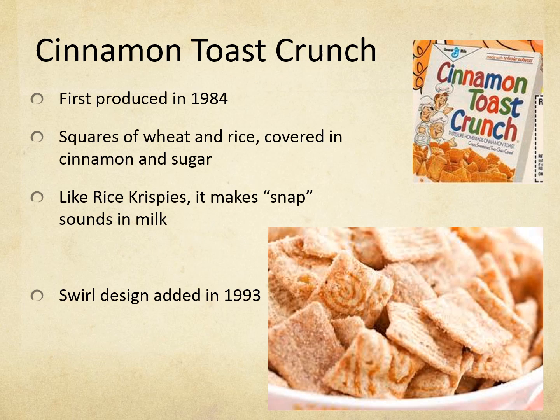Okay, so quick history lesson. Cinnamon Toast Crunch cereal was first released in 1984 and is made of small squares of wheat and rice, covered with a sprinkling of the cinnamon sugar that gives both its flavor and name. Because of the rice used in the cereal, it makes crackling noises in milk just like Rice Krispies. In 1993, a swirl design was added to each cereal piece in cinnamon, and if we're being honest here, it's kind of pointless. Maybe it adds a little flavor, but at what cost, sir?